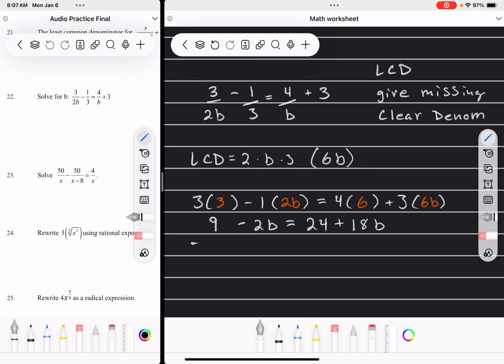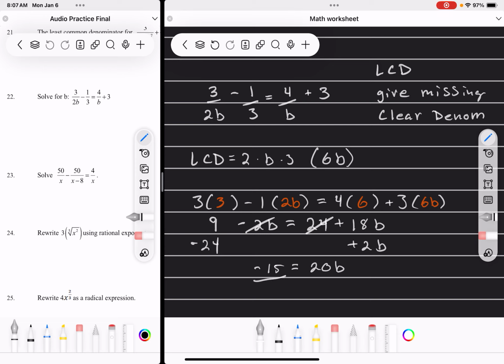I'm going to say minus 24, clear that off, plus 2b, clear that off. Since we're doing it at the same time, it is okay. You don't have to do every single step one at a time. This is all the same step essentially. It's just addition and subtraction. So we end up over on this side with negative 15, and over here we get 20b.